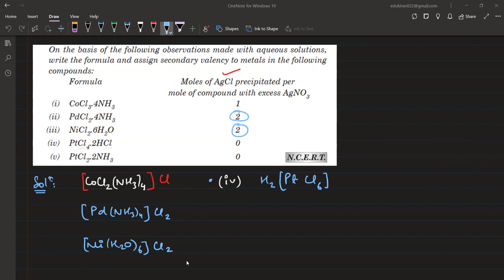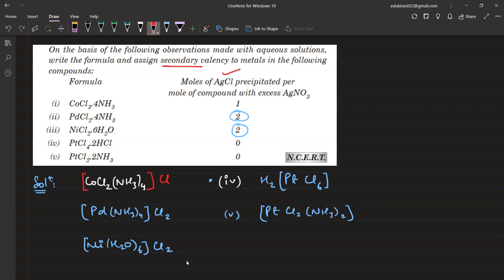And then the fifth one is 0 again. So you are going to have NH3 is going to be NH3. So you will have Pt Cl2 NH3 whole twice. Now they are also asking about the assign the secondary valency.